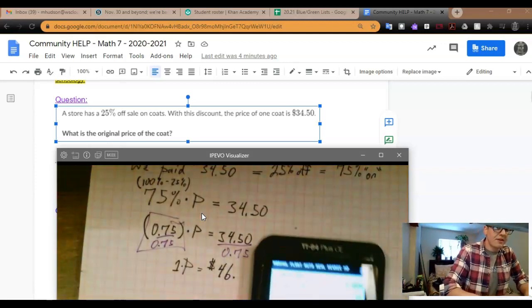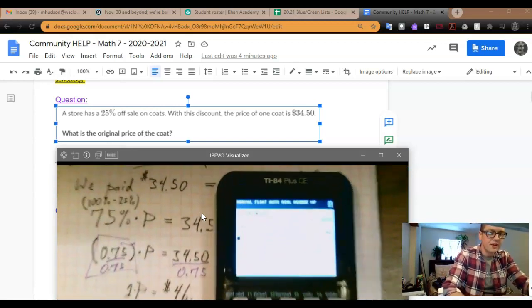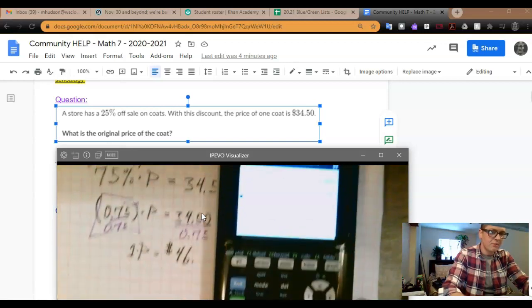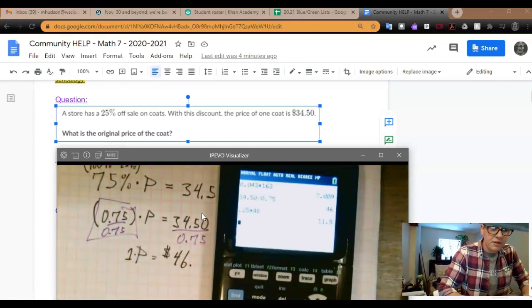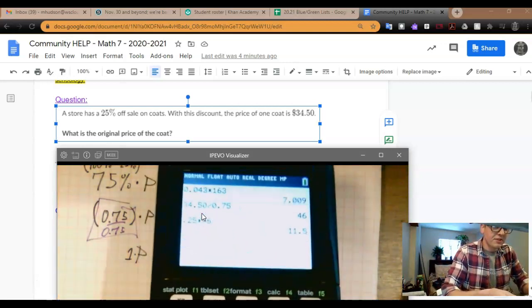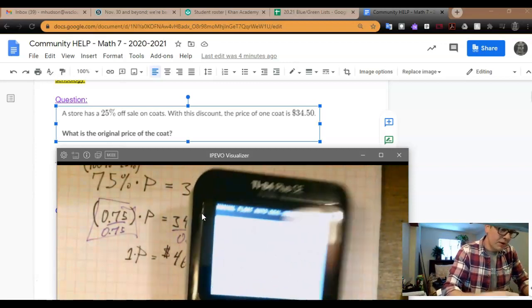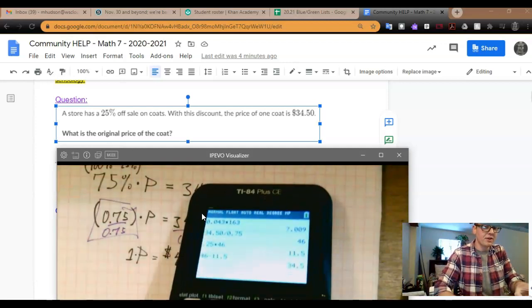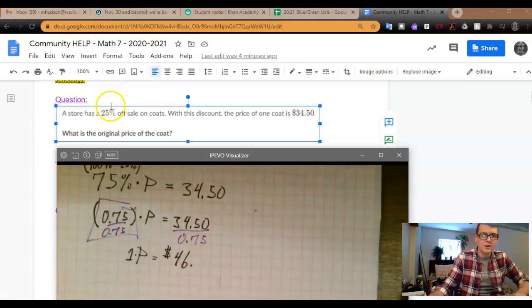Now we can verify this if we want, and we don't even need to write these things down. If we want to do a really quick verification, we can do 25% of 46. I don't know if you can see my calculator screen or not. Comes out to be 11.5, so that'd be $11.50. If we take that off of 46, it will get us back to that sale price that we paid of $34.50. So that's how we solve that problem with the 25% off coat.